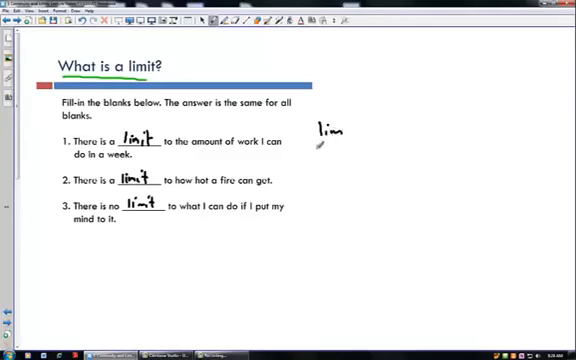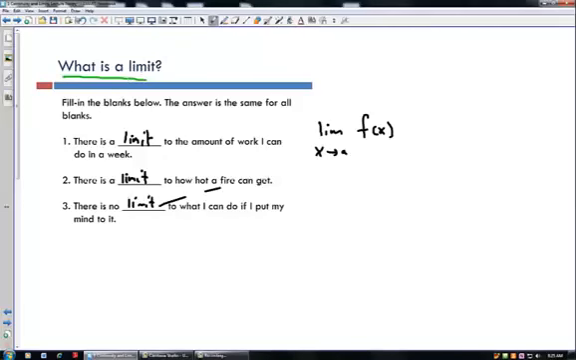And it reflects this idea, the limit as x goes to a of f of x. The idea that there's a limit to the amount of work I can do in a week, as the week goes by, there is a limit to how much work I can do. Maybe I can't do more than 70 or 80 hours of work in a week. There's a limit to how hot a fire can get. The idea is I stoke the fire more and more and make it hotter and hotter, but it's not going to pass a certain point, and that certain point we call the limit. Same thing down here. There is no limit to what I can do if I put my mind to it. The more that I focus, the more that I work, this says there's basically no bound to what I can do, that basically I can go off to infinity is sort of the idea.